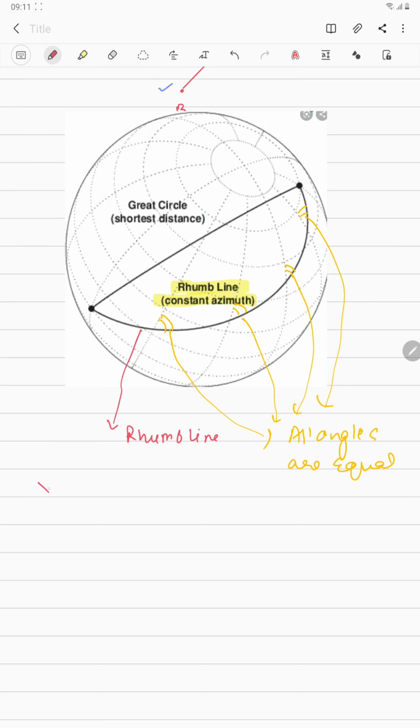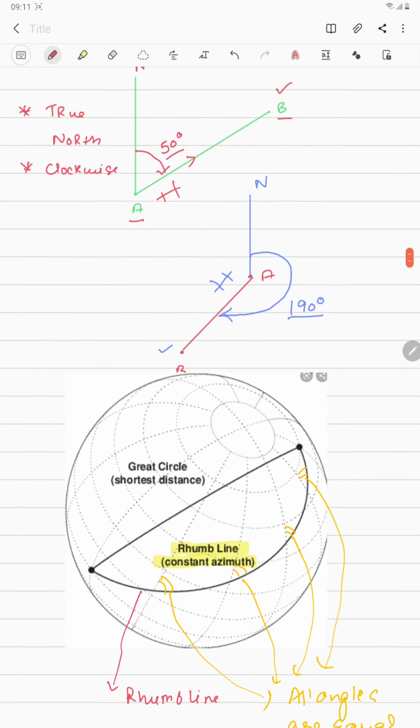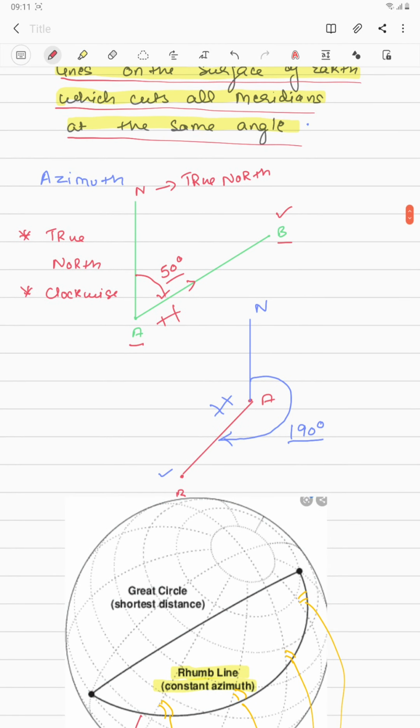So I'm going to write it out here, and I'm going to make it a star point. So whenever someone tells you rhumb line, always have this in mind: it always has a constant angle with all the meridians. Okay, so as you can see, it is written constant azimuth. Constant azimuth means constant angle. That is the reason, guys, I made you understand what azimuth is. Now what do we mean by constant azimuth? Constant azimuth means that if you follow a rhumb line, suppose this is my rhumb line, it is going to cut all my meridians at the same angle.